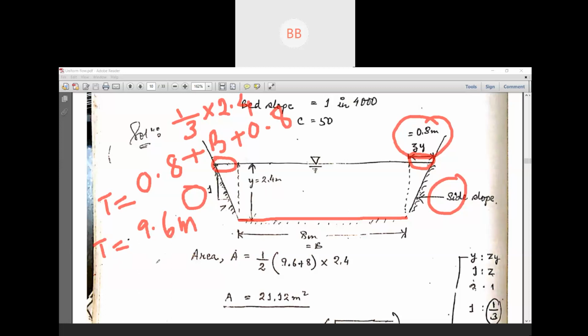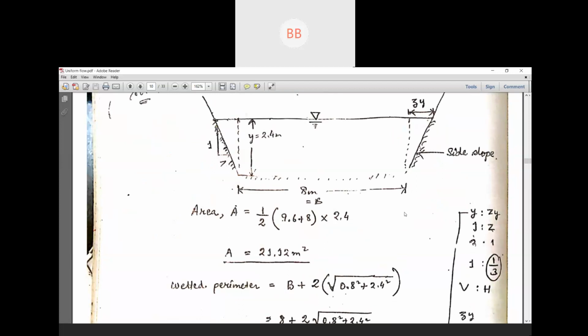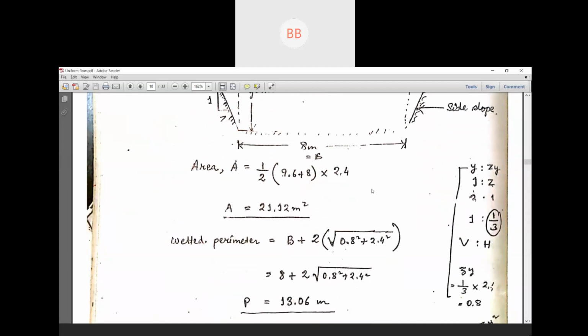So that is why in the area equation we have 9.6 plus 8 divided by 2, multiplied by the vertical distance between the two lines, that is our y. So you will get the area as 21.12 meter square. So this is how you can find out the area of a trapezoidal channel.